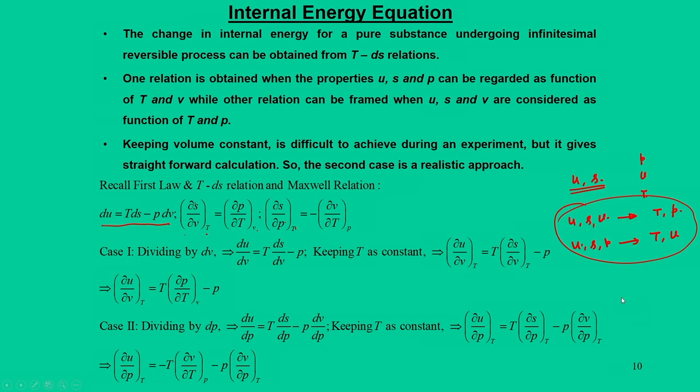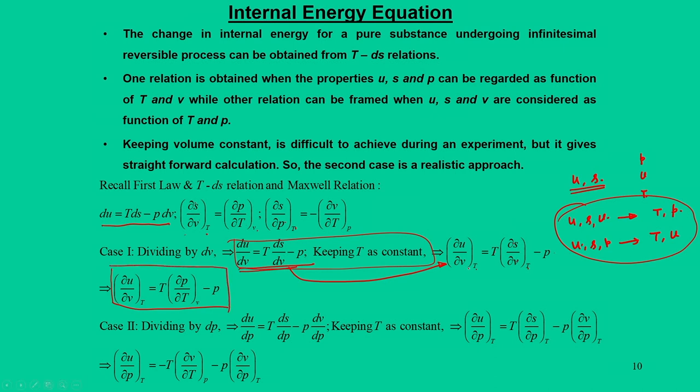Now, in one case, we divide this change in the internal energy with respect to dV, means with respect to change in the specific volume. So, we write du by dV is equal to T dS by dV minus P, keeping T constant. Now, when T is constant, this ordinary differential equation reduces to a partial differential equation. So, instead of writing the entire expression, we simply write dou u by dou v at constant T is equal to T dou s by dou v at constant T minus P. So this is the first internal energy equation we can get.